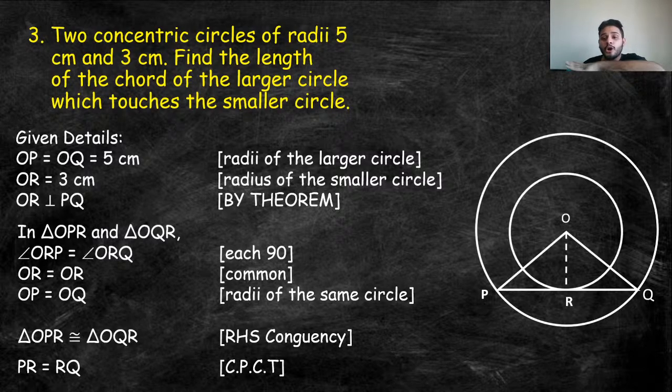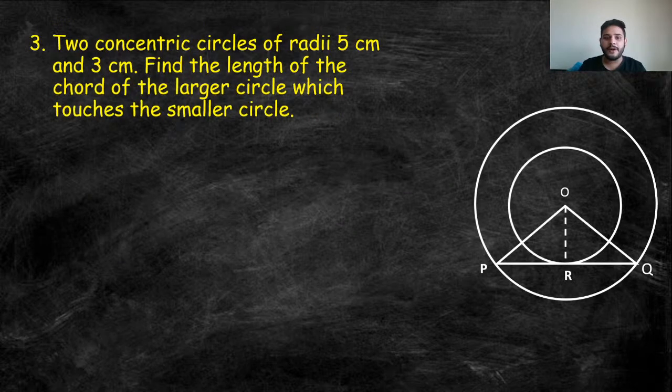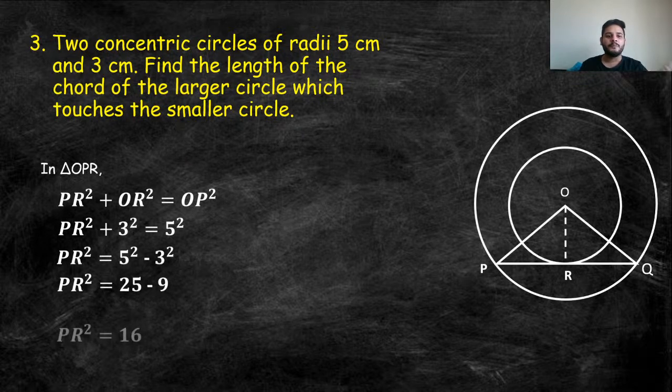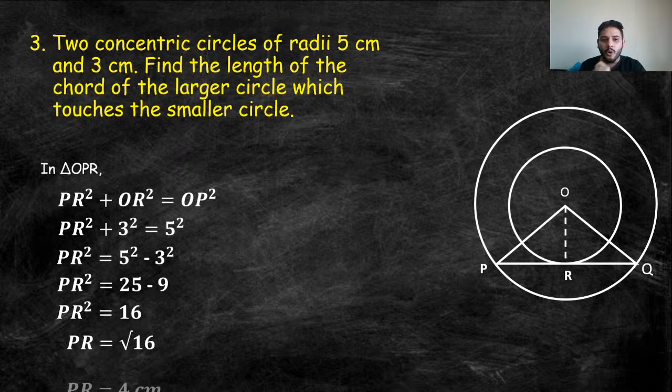We have to find the chord, that is the PQ. We have to find PQ here. How to find PQ? We'll use Pythagoras here again, since we have proved 90 degree. So PR square plus OR square is equal to OP square. I've used triangle OPR. You can use triangle OQR as well to use Pythagorean. Okay, either of the two will work.